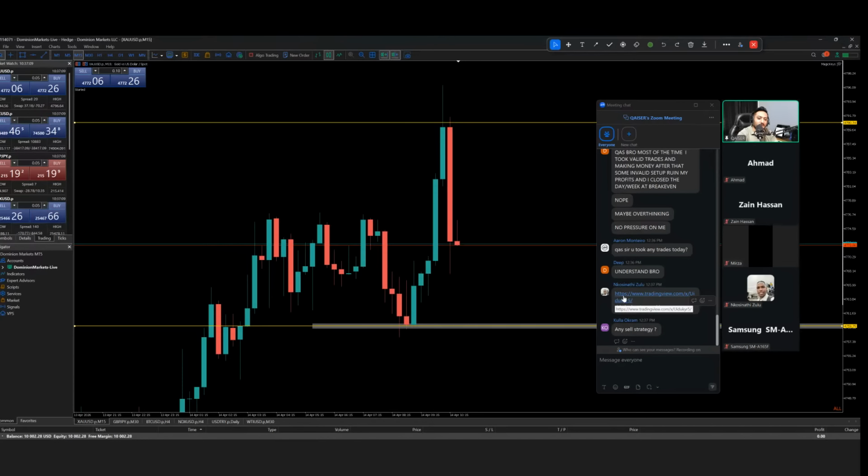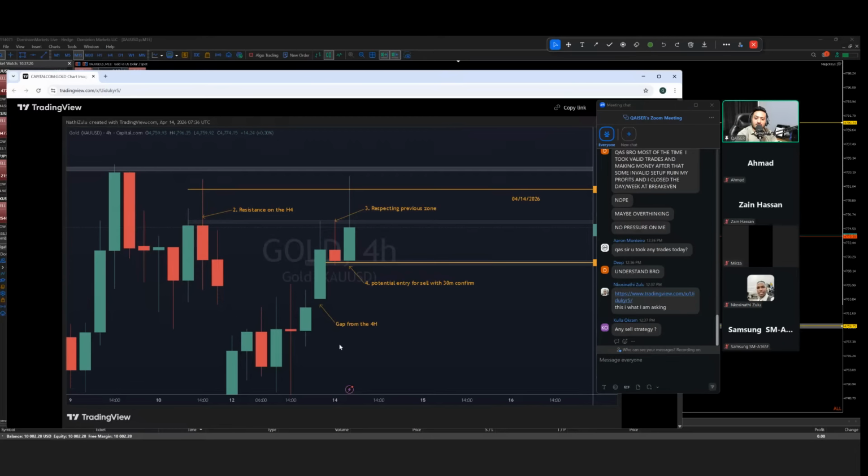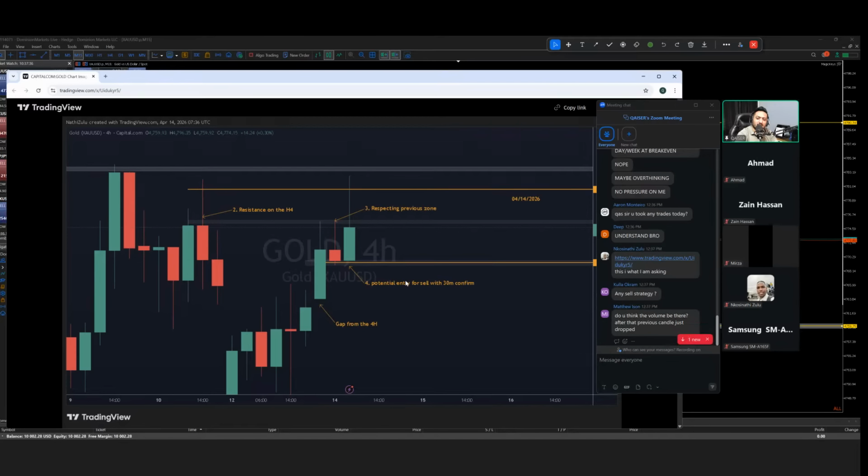So yeah, Zulu just sent me a chart here. This is what I'm asking right now. Let me see this one. So number one, where is number one? Gap from the H4. Okay, no, forget about this thing, buddy. You already got a candle close here. Once this candle closes, you don't need to wait about it. You need to wait about once you know what this means.